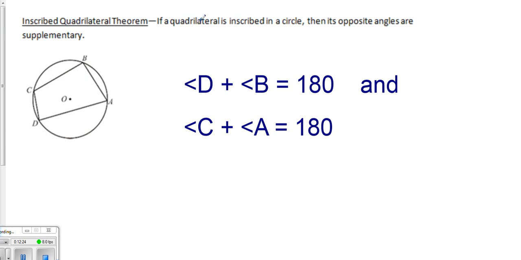Inscribed quadrilateral theorem. If a quadrilateral is inscribed in a circle, then the opposite angles are supplementary. Every single time, this will always hold true for any 4-sided figure inside. So all of the vertices have to be touching the circle. So in our figure that we have here, angle D plus angle B, so this one and this one, would have to add up to 180. And angle C and angle A would have to add up to 180. Okay, the opposite angles are always going to be supplementary. They're not exactly the same, but they do add up to 180.